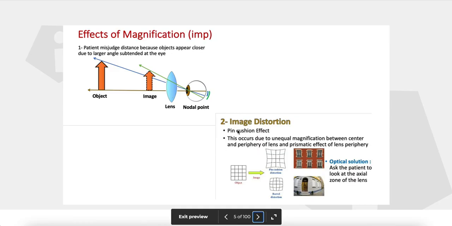A second effect of the prismatic effect of the lens of aphakia is that it can cause image distortion. This image distortion can be in the form of a pincushion effect here, while that of the high myopic lenses can cause distortion of the barrel shape. So this is that of myopia, and this is that of hypermetropia.